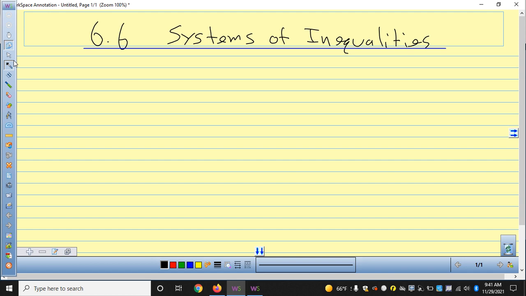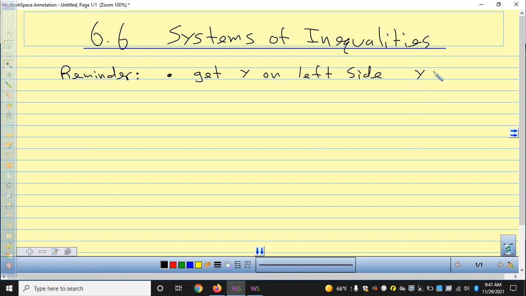So I want to start with a reminder about how we go about graphing inequalities. Our first step is always to get y by itself on the left-hand side. So we want to end up with something like y is less than 3x plus 5. We want something like that.